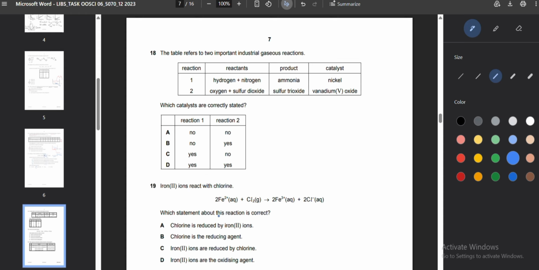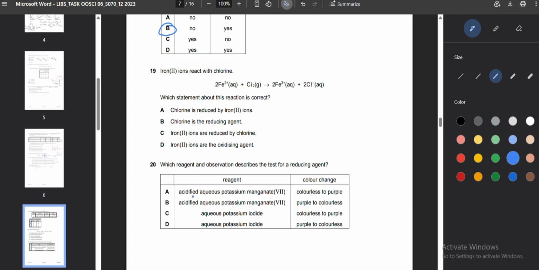Question number 18, that the table refers to two important industrial gaseous reactions. Number 1 is hydrogen plus nitrogen, that is Haber's process. The product is ammonia, but the catalyst written is wrong. Oxygen plus sulfur dioxide, and the product is sulfur trioxide. The catalyst is correct. So which is the correct option? Option B.